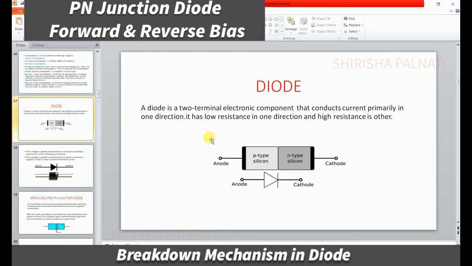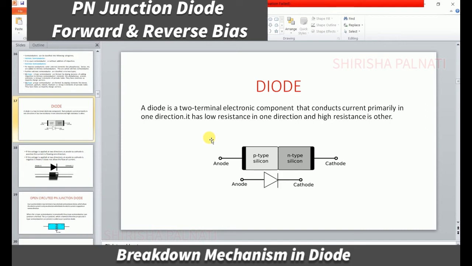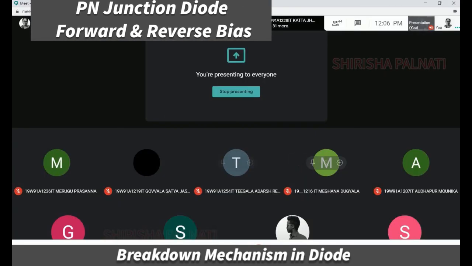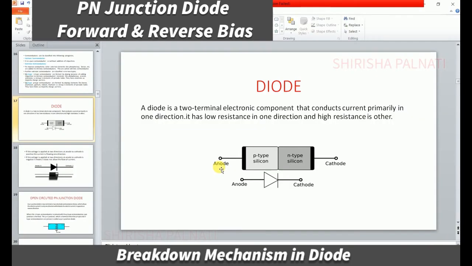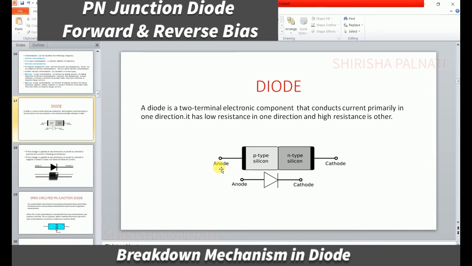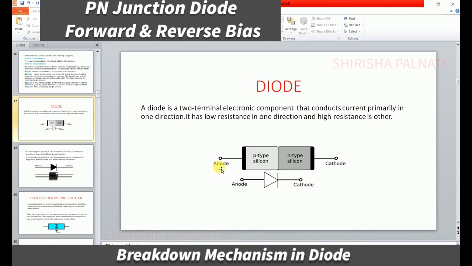The diode is a combination of p-type silicon semiconductor and n-type silicon semiconductor. In the n-type silicon semiconductor we are doping pentavalent atoms, and in the p-type silicon semiconductor we are doping trivalent impurities. So here we are combining both the n-type and the p-type semiconductor material. This is called a diode.